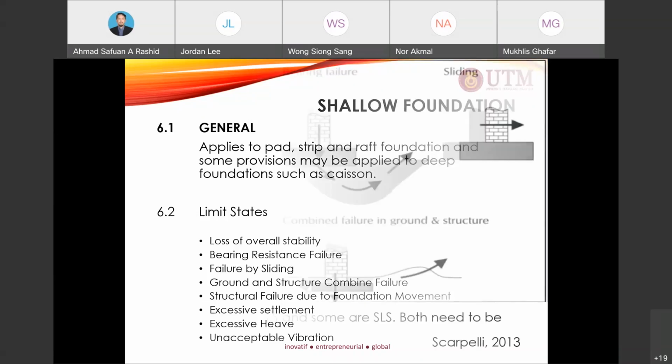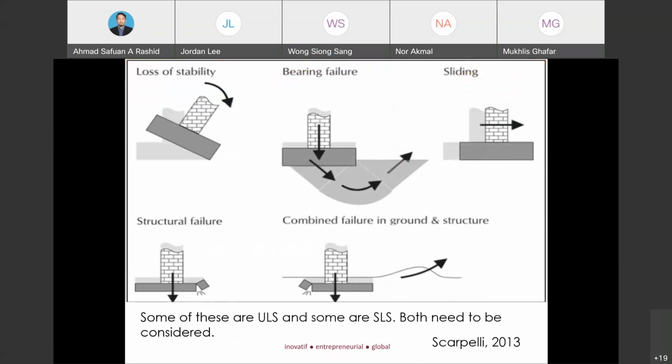So this is an example of some of the ULS and some of the SLS, which covers loss of stability, bearing failure, sliding, structure failure, and combined failure in ground and structure. Both need to be considered, as reported by Scarpelli.